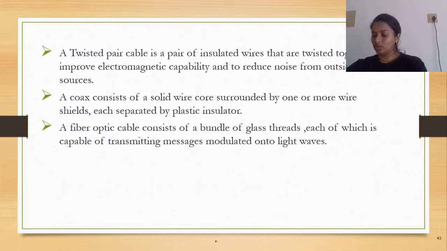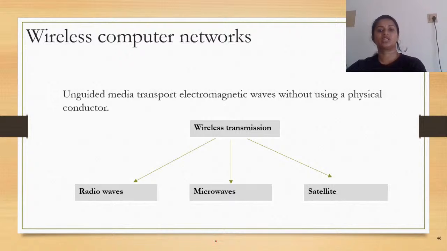Okay, so moving on. Now, let us learn the different wireless computer networks. Wireless computer networks, as I told you, are the unguided medium because you do not have a physical connectivity or physical wire running between the devices. These are not the guided medium. Instead, this is the unguided medium, right?